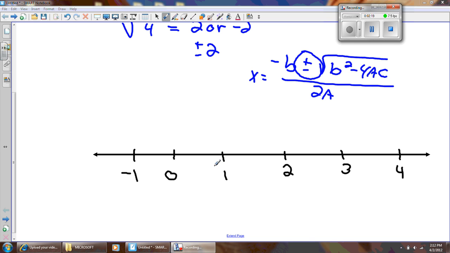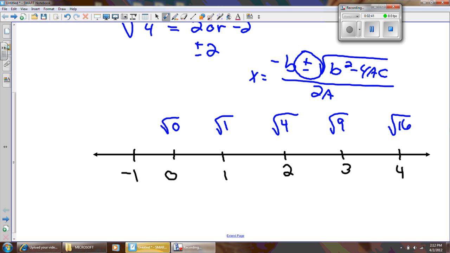For example, I could put on here that the square root of 0 is the same as 0. And the square root of 1 is 1. But the square root of 2 does not equal 2. It's the square root of 4 that equals 2, right? Then there's a square root of 9. These are my perfect squares, right? Square root of 16.